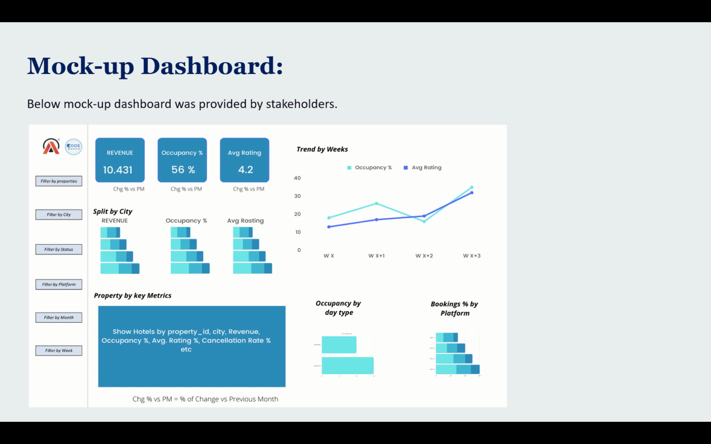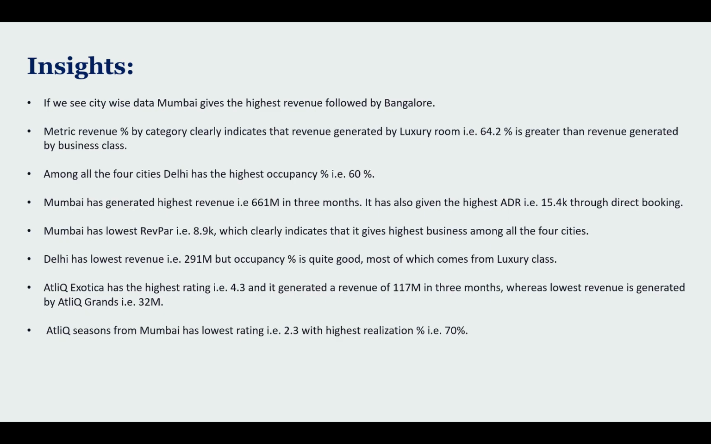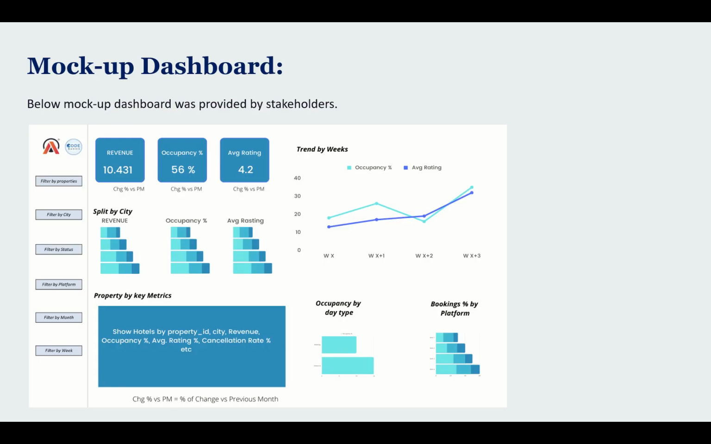First are revenue, occupancy and average rating. These are the metrics. Then the trend week by week, where I have to create revenue, occupancy and average rating values according to week.